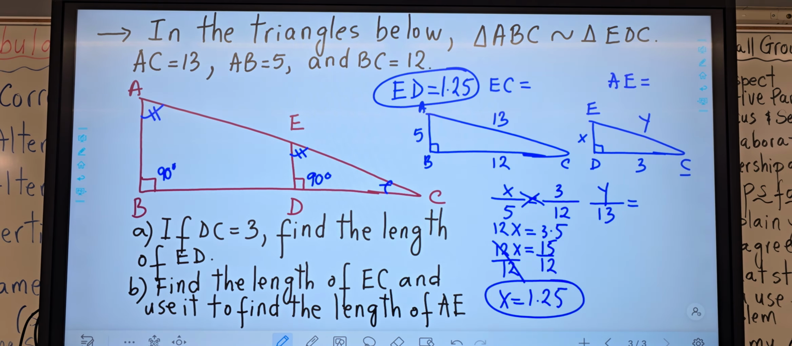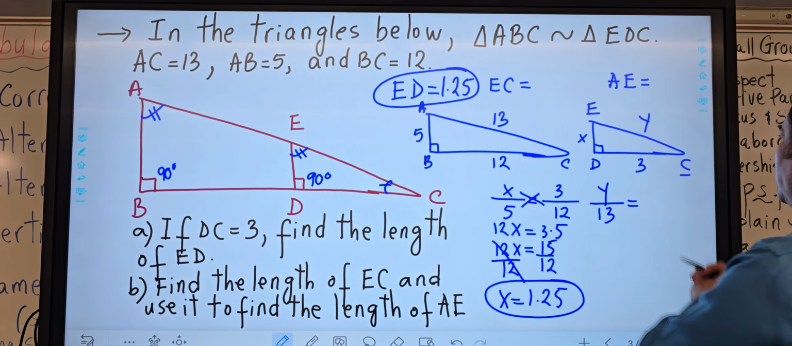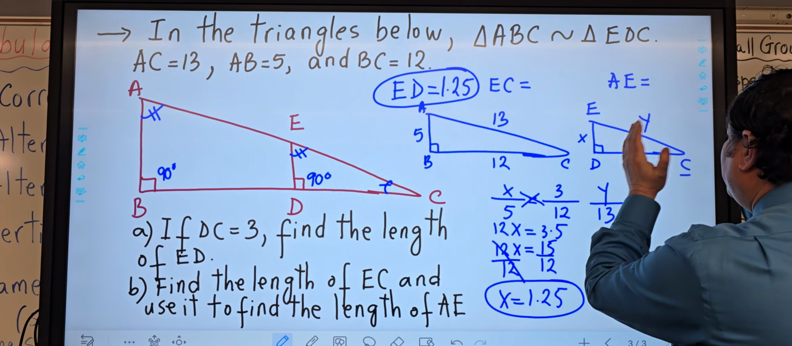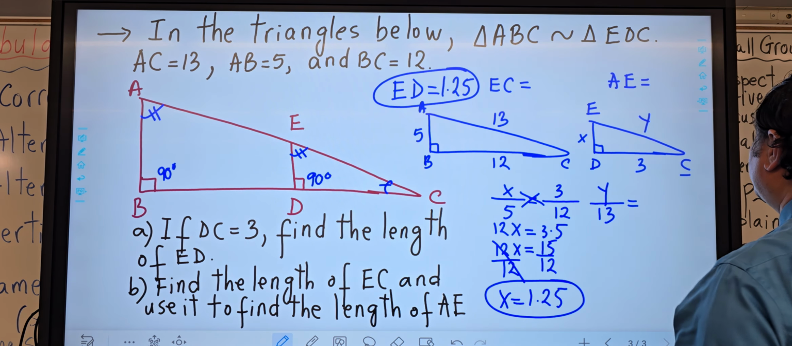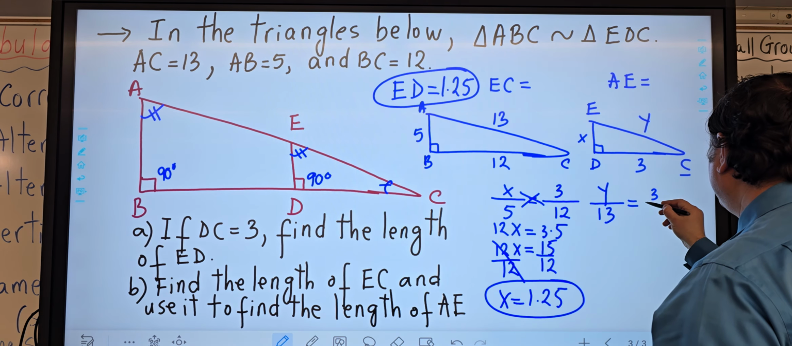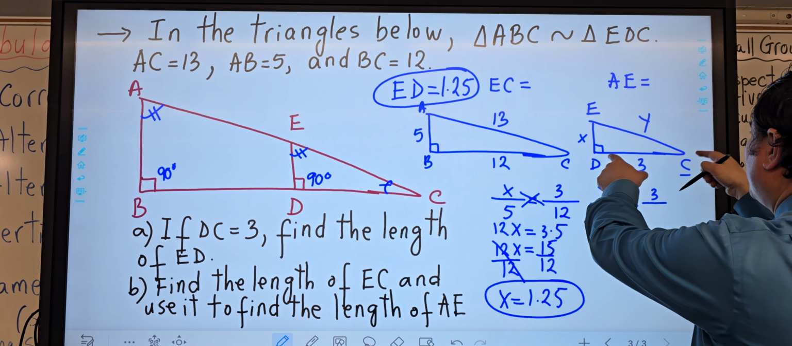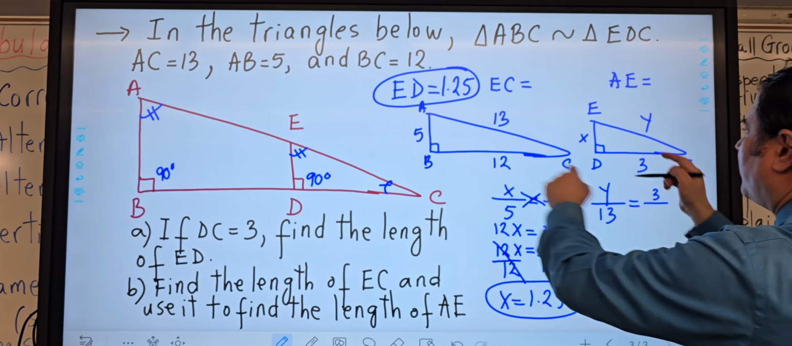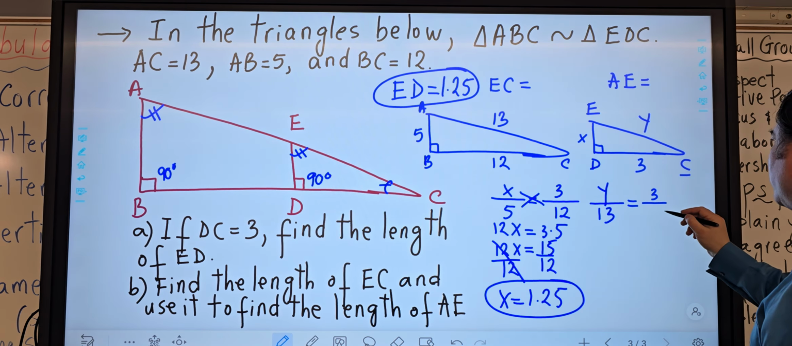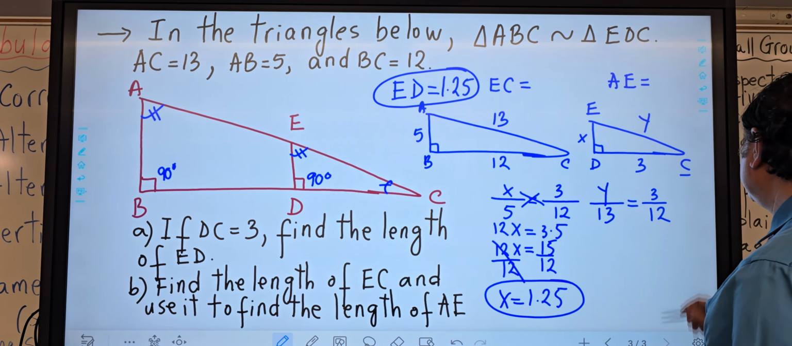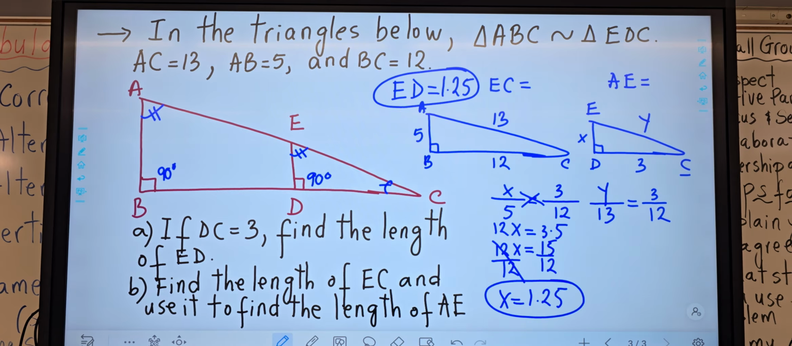and now we have a choice. We can use any other sides. Let's use DC again. DC equals 3. This side, the longer leg of the smaller triangle, divided by the longer leg of the other triangle, 3 over 12. Okay? And let's see what we get now.